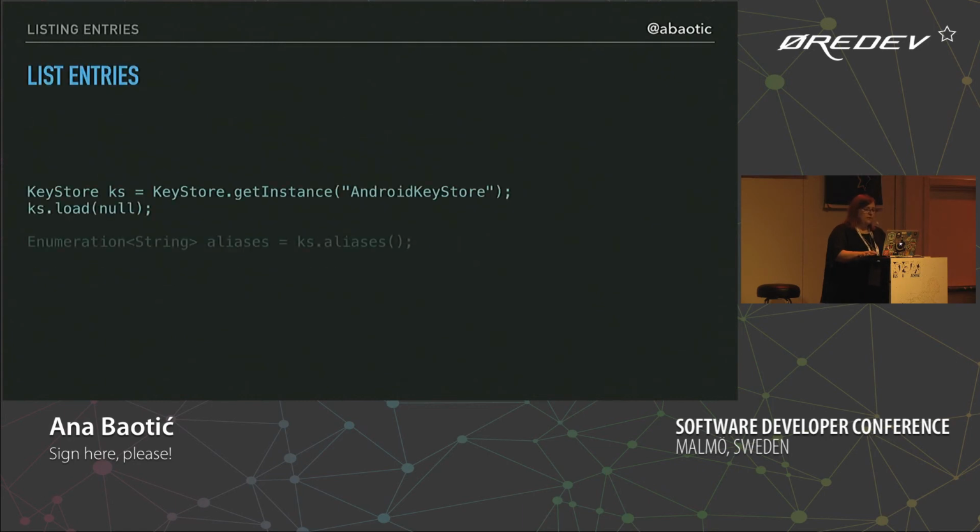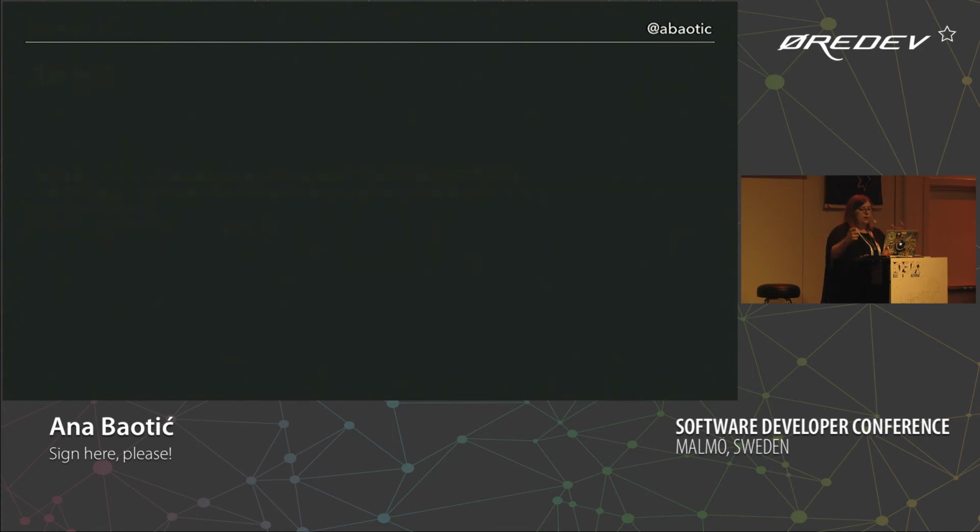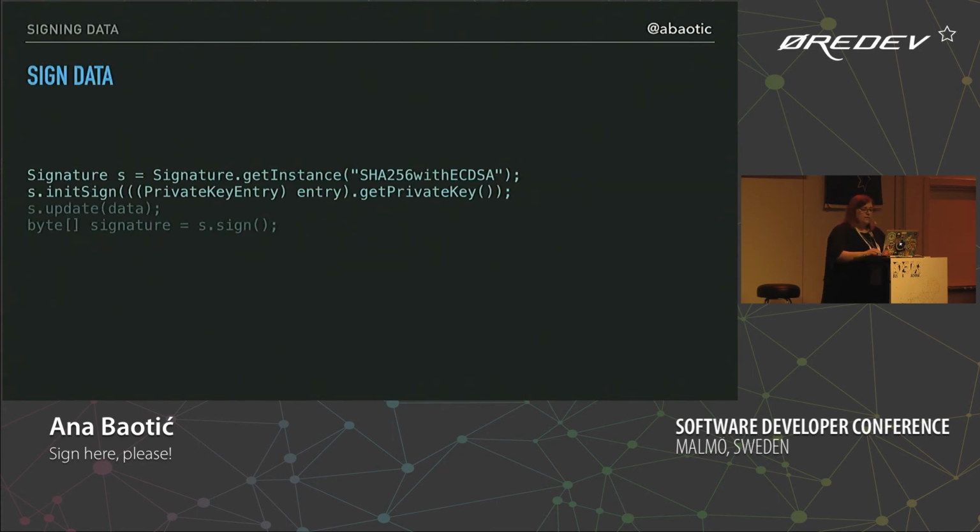If you need to list entries that you already have, you get that instance from the Keystore, you load the data in, and you can iterate through those aliases. Again, fairly straightforward, not much code to write, it's fairly easy to understand. If you need to sign data, and this is from what I witnessed a more common use, again, you create a signature object, you get an instance based on the algorithm that you want to use, you initiate with your private key that you retrieved. After that, you update the data that you want to sign here, and you get the signature in a byte array.